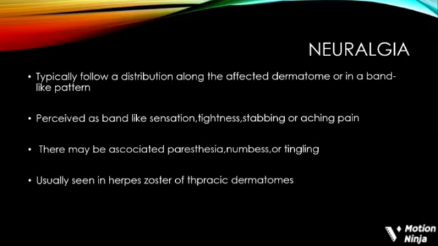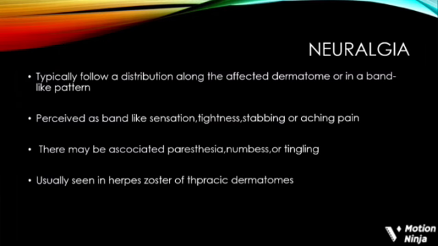Now, neuralgic pain is another important cause of chest pain. It is very difficult to identify neuralgic pain in the first visit. It typically follows a distribution along the affected dermatome, or it occurs in a band-like pattern actually. And it may be perceived as pain, but it can also be perceived as a sensation of tightness, stabbing or aching pain. And there may be associated paresthesia, numbness or tingling involving the specific dermatome.